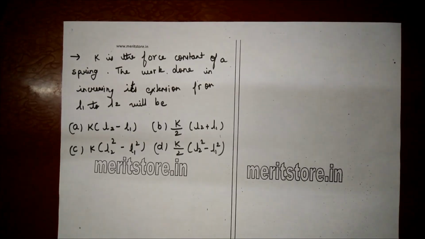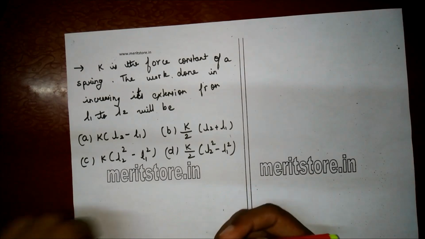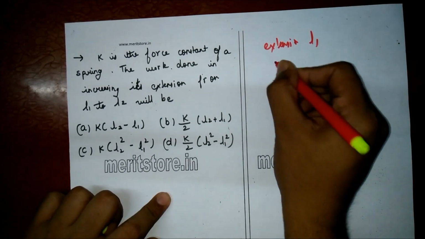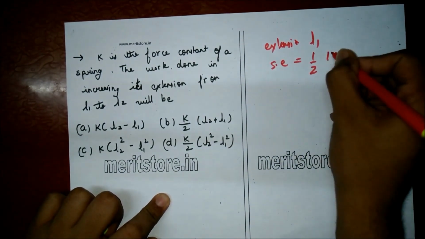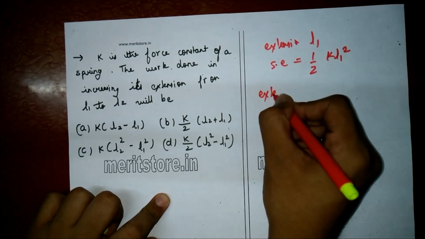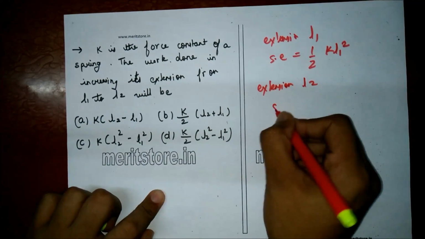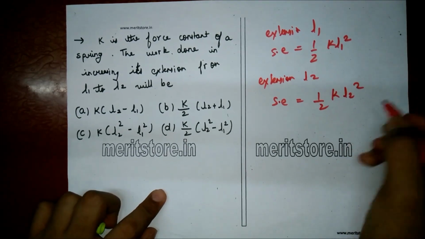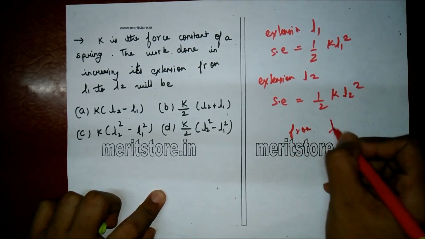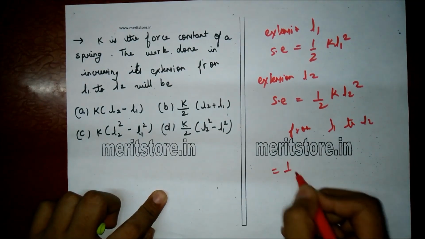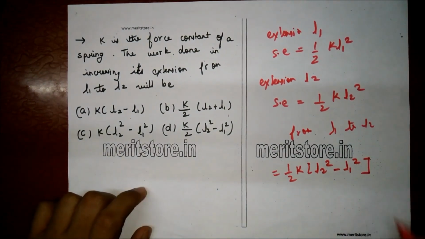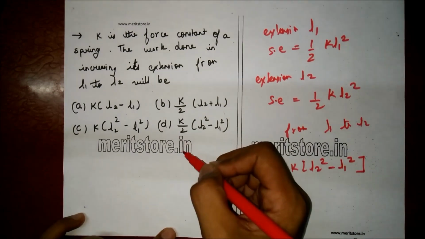K is the force constant of a spring. The work done in increasing its extension from L1 to L2 will be, here are the options. Now, at extension L1, the stored energy will be half K L1 square. Now, at extension L2, the stored energy will be half K L2 the whole square. Therefore, work done in increasing the extension from L1 to L2 will be half K (L2 square minus L1 square). Therefore, here the correct answer will be option D.